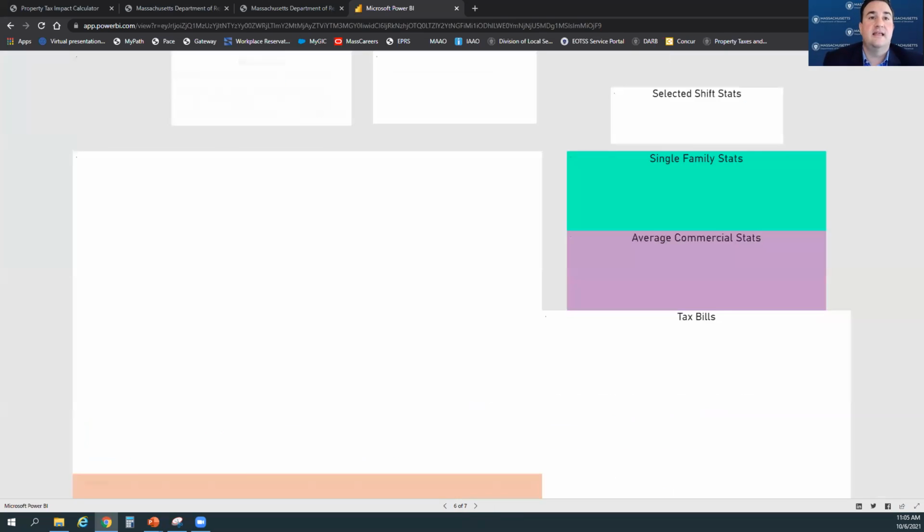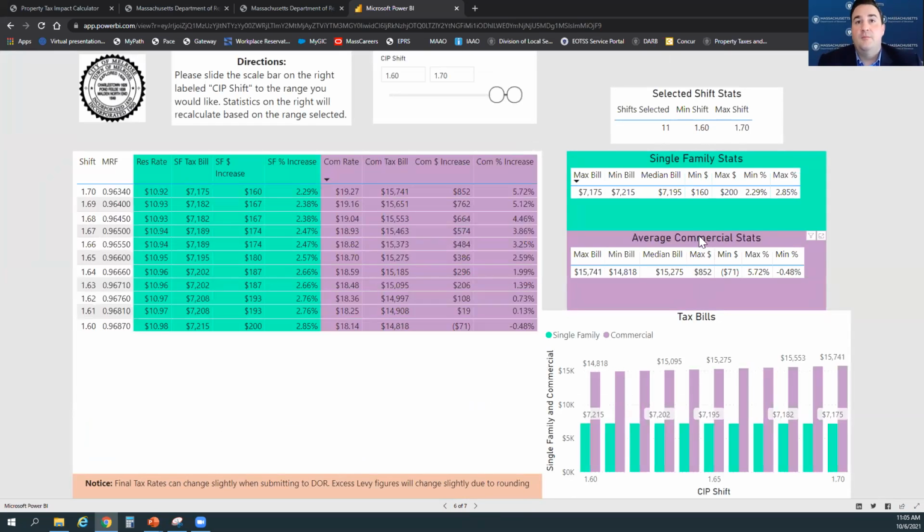Okay, so the next slide, this is just different metrics on how things work. Again, the selection here was 1.6 to 1.7. Here's all your different options. But over on the right-hand side, what it's going to do is show you what the max bill is, the minimum bill, the median bill, the change amount for the minimum, the max, and then percent changes. So that's going to all be based on this selection.